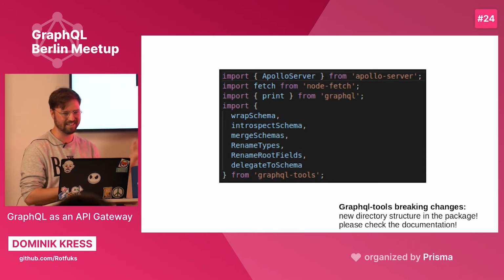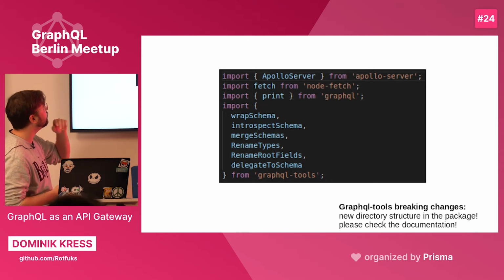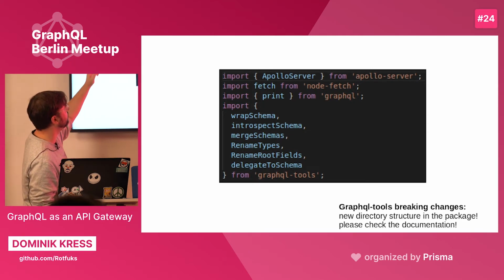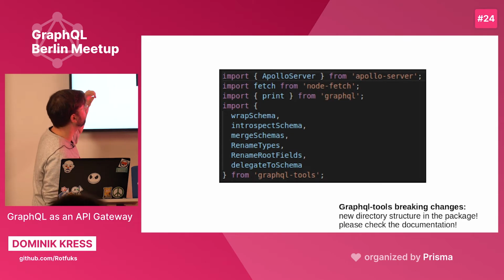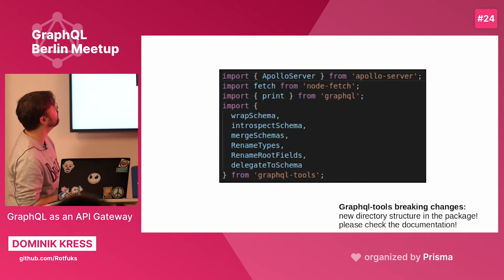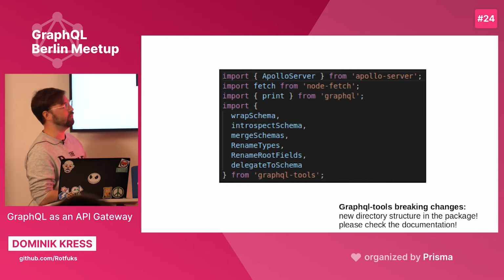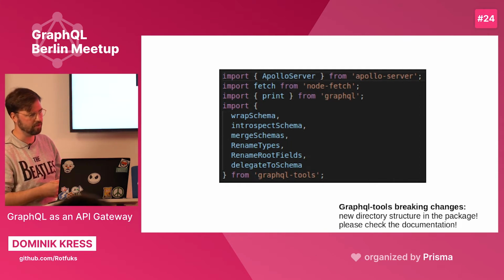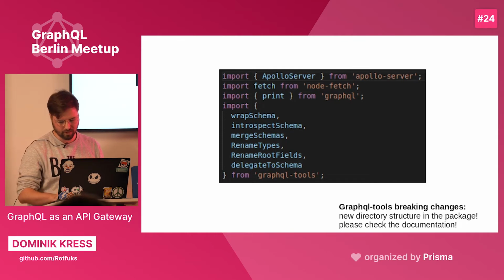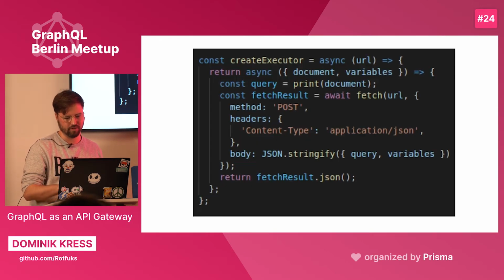Please don't just copy it exactly like that. Check the documentation because the package structure changed. But here's what we actually need. So I already talked about, we need an introspect schema, we need a wrap schema. We need merge to merge everything, and then we can delegate with the delegate to schema function, and our rename types and rename root fields will be really important functions for our transform at the end. So, and Apollo server, to set up the GraphQL server at the end.